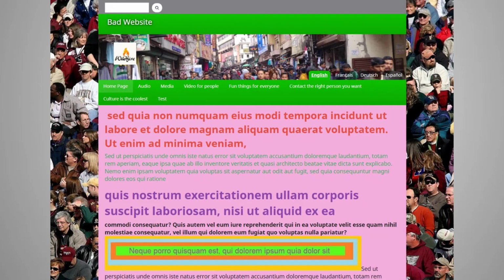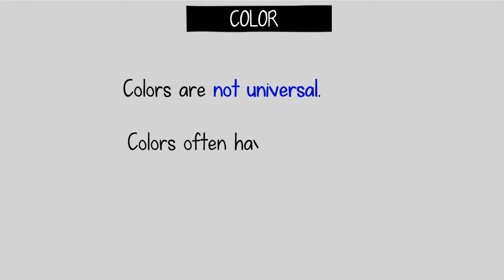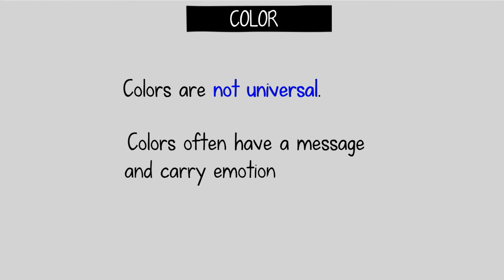This example uses too many colors in the fonts. Here are some principles related to the use of color on a website. Colors are not universal. They can vary from culture to culture and from region to region. Colors often have a message and carry emotions.